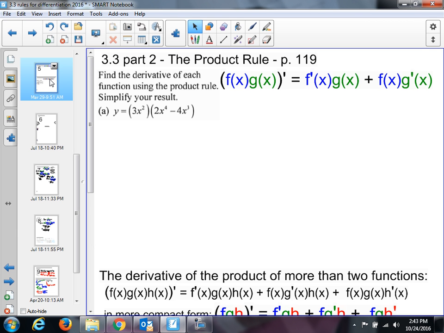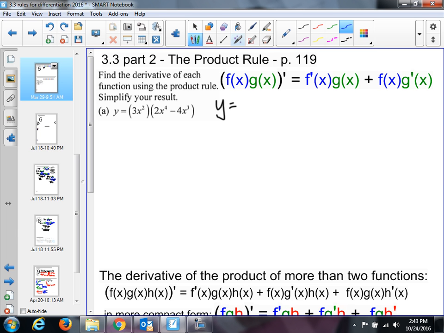Product rule, though. Find the derivative of each function using the product rule and simplify your result. I only have A now. I took out the other. Just do A. Now, the other day we said just distribute, and it actually in this case would be easier, but I need you to learn the product rule. Okay? So here's what we're going to do. I'm only going to rewrite this just so that you can see my color coding, okay? I'm not doing anything different.